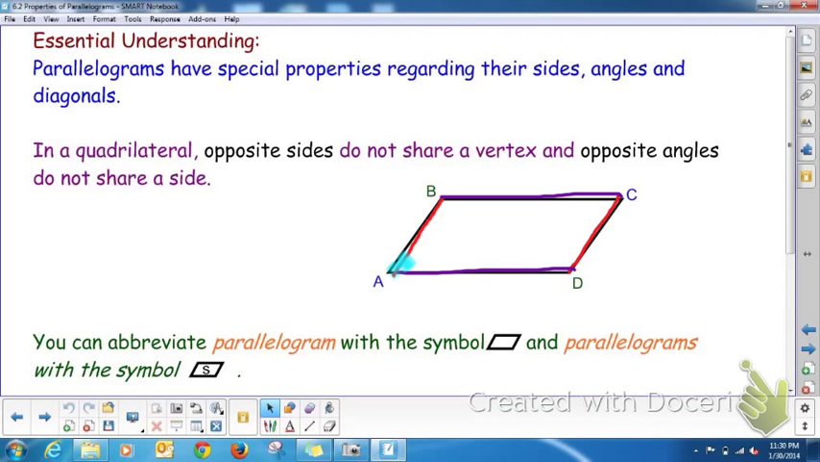Angle A and angle C are opposite angles. They do not share a side. And angle B and angle D are opposite angles. They do not share a side. They're opposite from each other. You can abbreviate parallelogram with the symbol, a small parallelogram, and parallelograms with this symbol with an S inside.